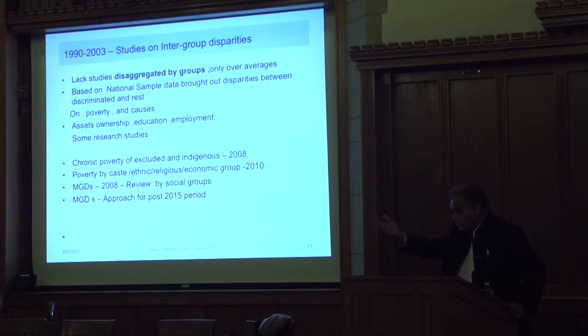I think one of which was that we did it for Chronic Poverty Institute. That was in 2008, I believe. Poverty rates were estimated. Then in 2010, very recently, this is the only paper which estimates poverty in an extensive manner by caste, ethnic group, and economic group. Then we prepared a paper for MDG 2008, review by social group, what was the status in India.